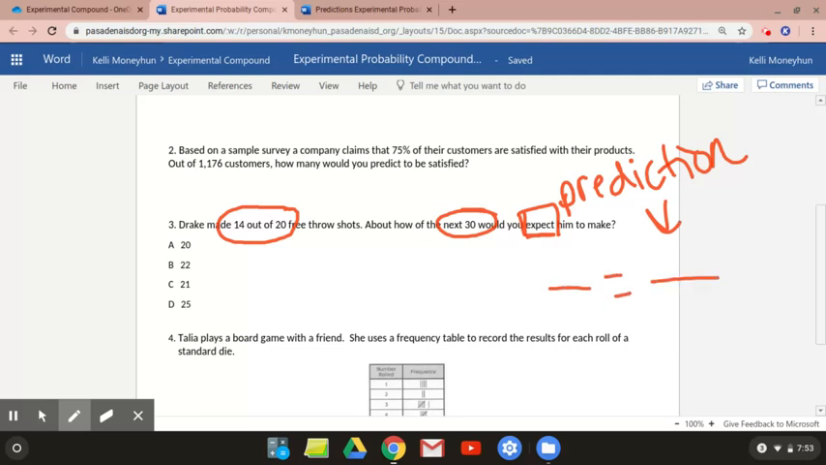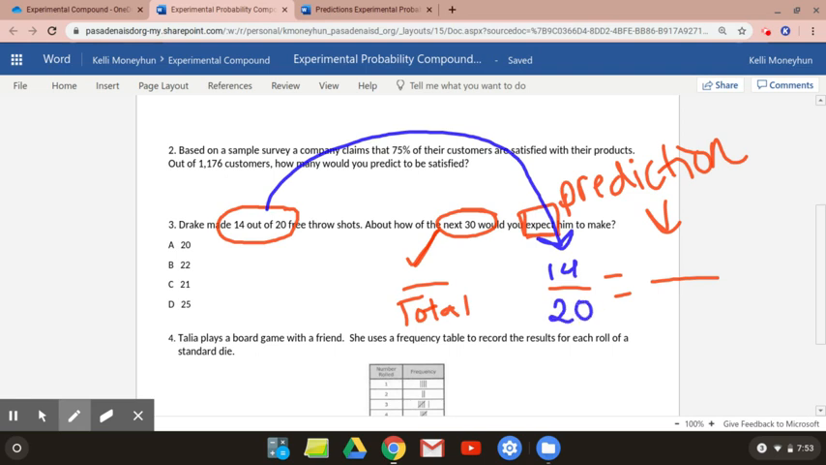proportion. Okay? So my word ratio: total goes on the bottom, always, always, always. On top, I'm going to put a check mark, because that's how many he makes. So first thing I'm going to do is plug in my probability. It gave me a probability already, 14 out of 20. Now I need to fill in my other side, which is going to contain the total and the x. It's asking about the next 30, so that means it's my total, which means my x goes on top.